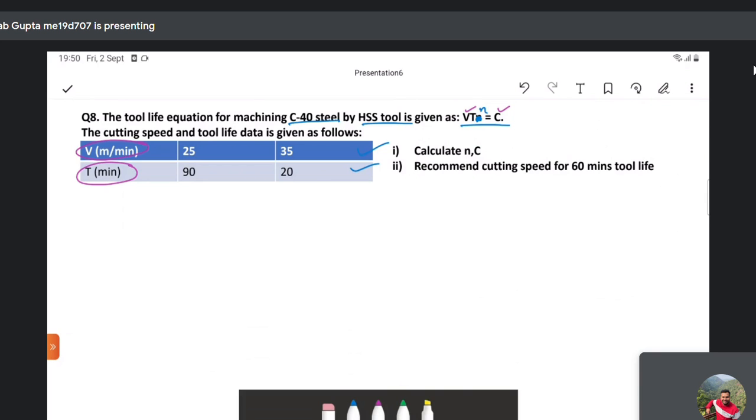So you are given two conditions for the same tool. All you need to do is just plug in the values of the two conditions. So 25 into 90 to the power n is equal to C, and in the other case you have 35 into 20 power n is equal to C.